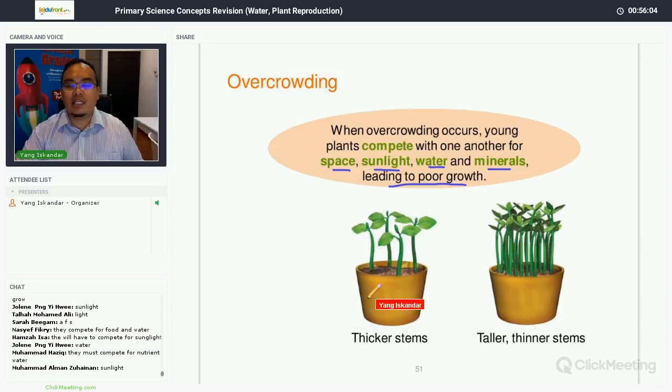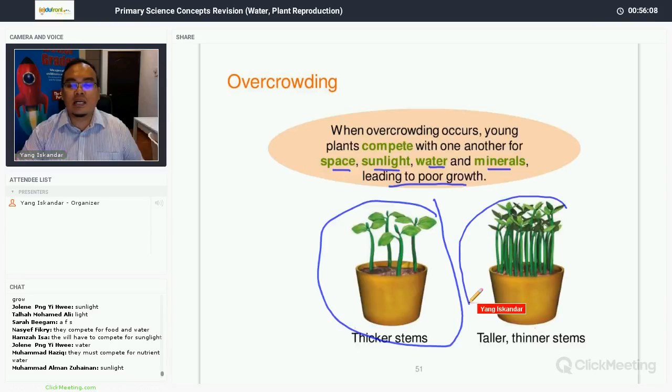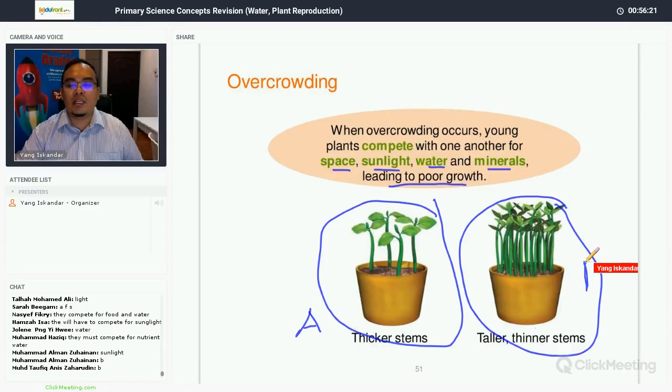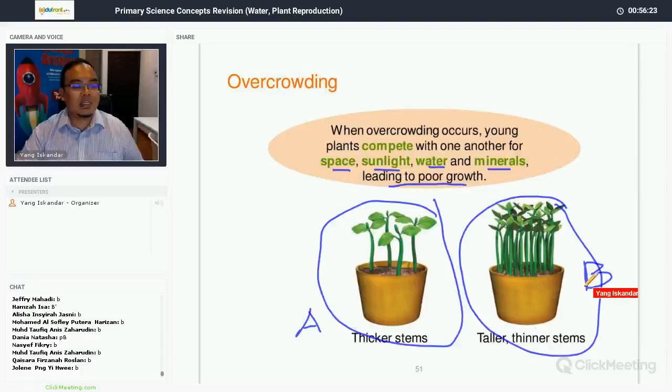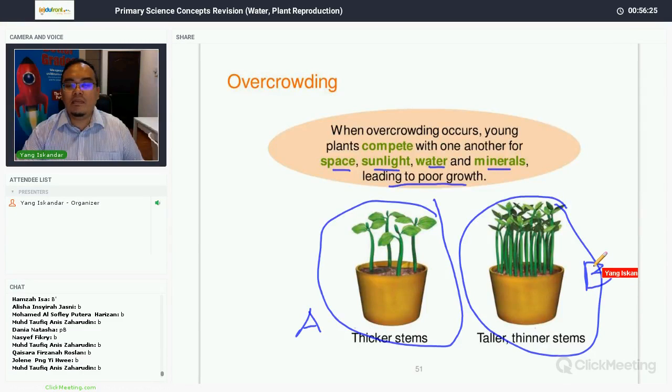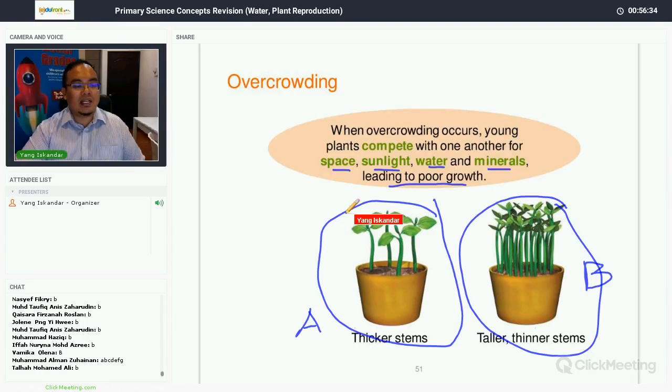Okay, question. Now you take a look at these two pots of plants. Thicker stems, taller, thinner stems. Anyone can tell me which one is overcrowded? Is it A or B? B is overcrowded, right? Now, when B is overcrowded, why is it that the stem is taller than compared to A? Anyone?